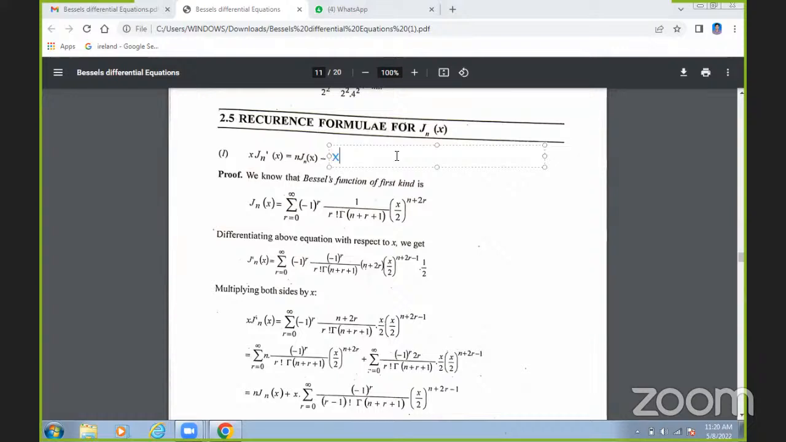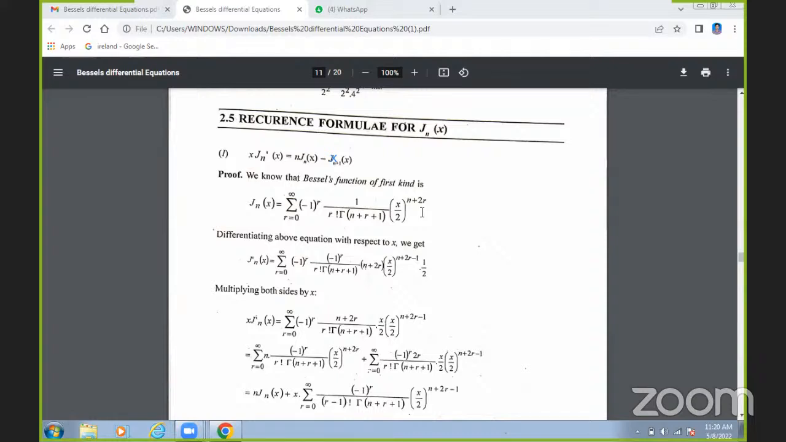Here x should be there. So the recurrence relation is x J'n(x) equals n Jn(x) minus x Jn+1(x). This is the recurrence relation which we have to get here, the first recurrence relation. These are very important in the short answer questions.